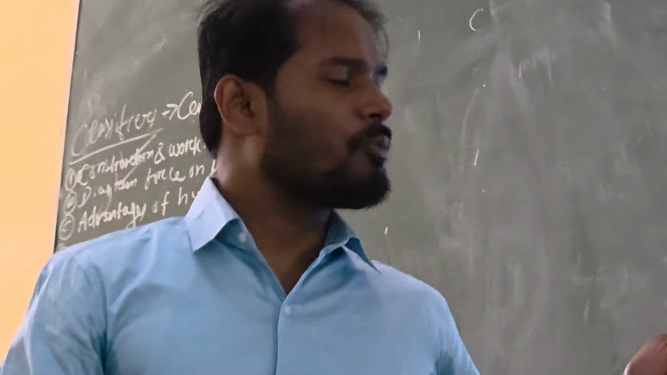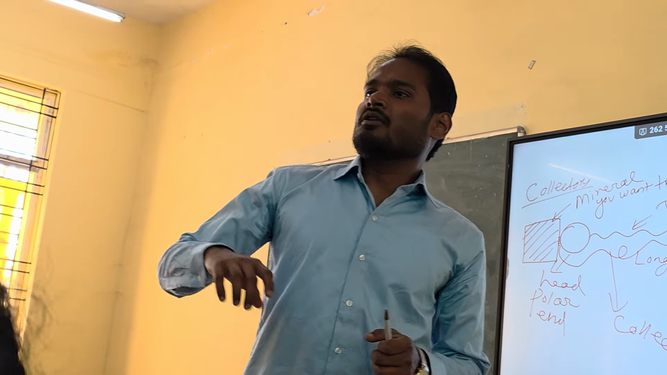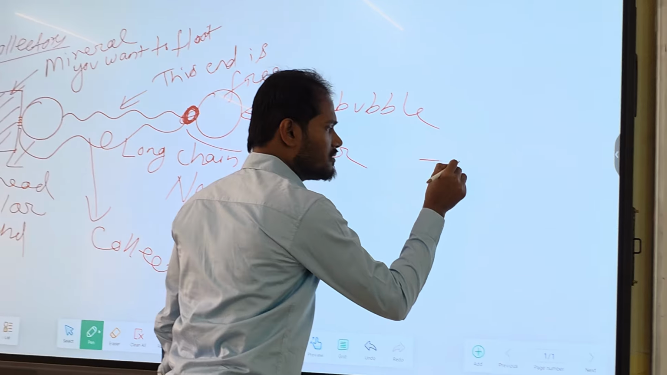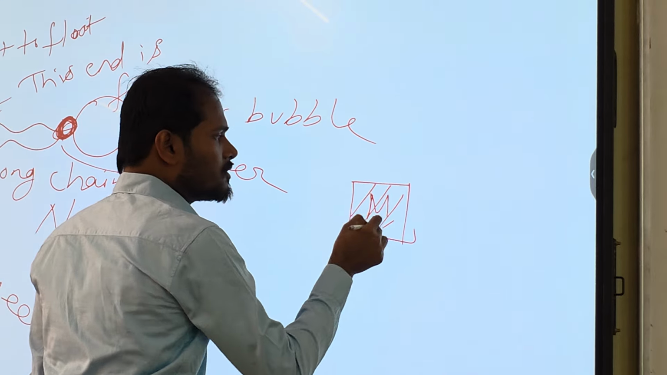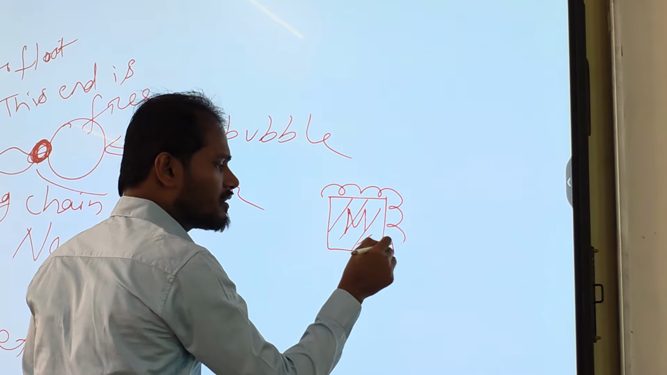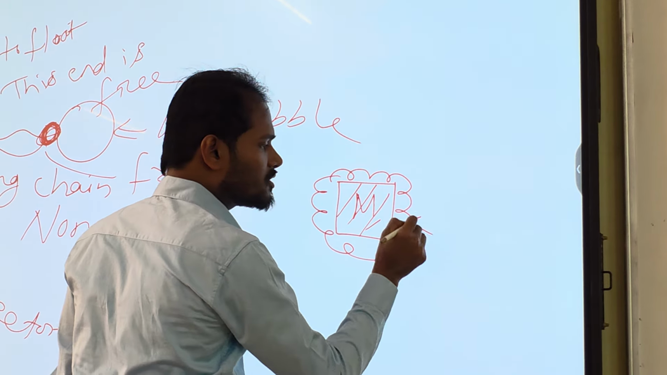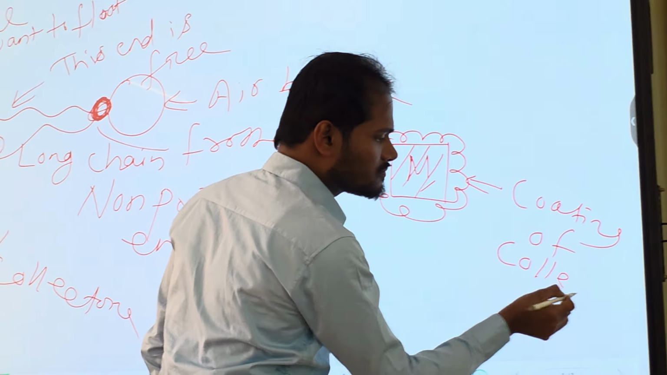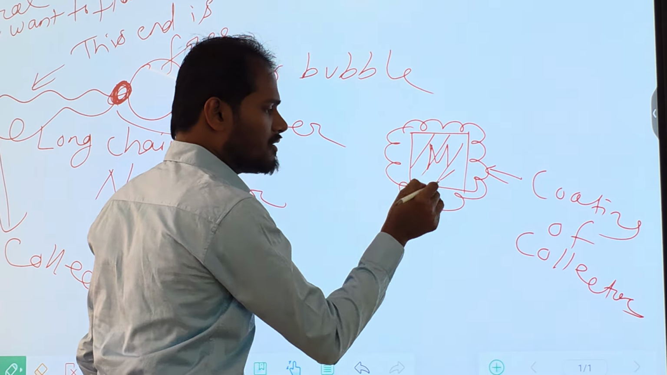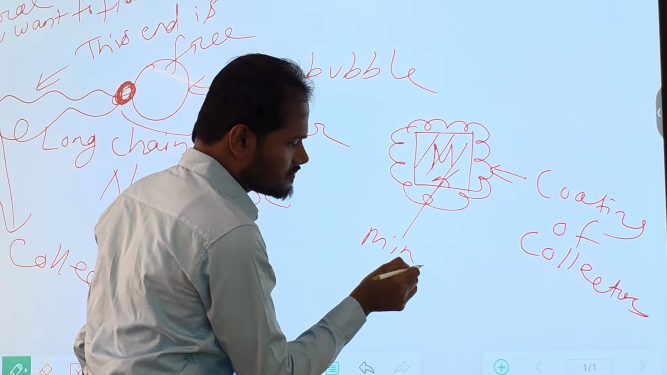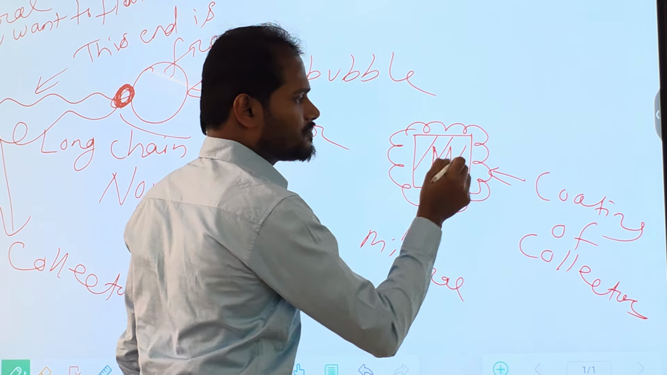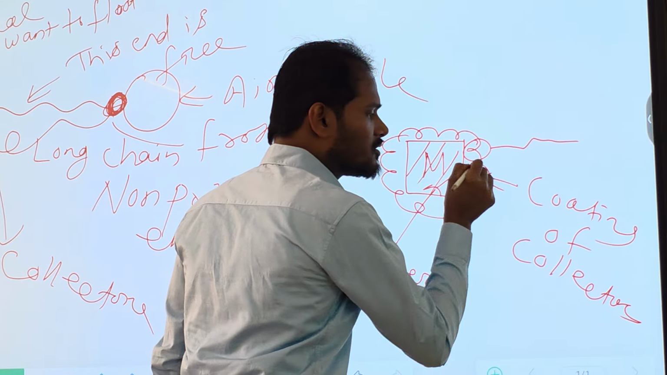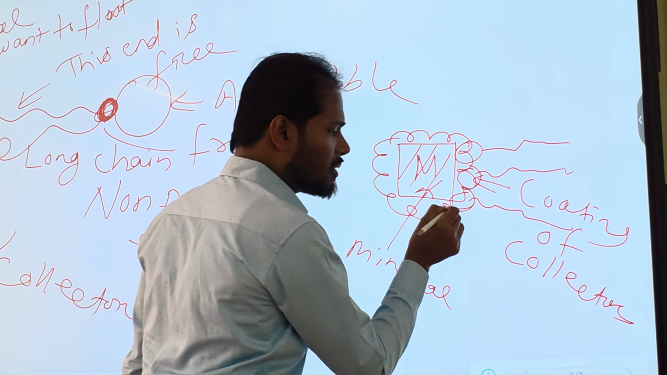Okay, let me tell you another point about this collector. For example, this is a mineral. The collector will come and form a coating, as I told. This is a coating of collector, and this is a mineral. In another way you can draw it like this, so a lot of collector will come, and you understand the point.